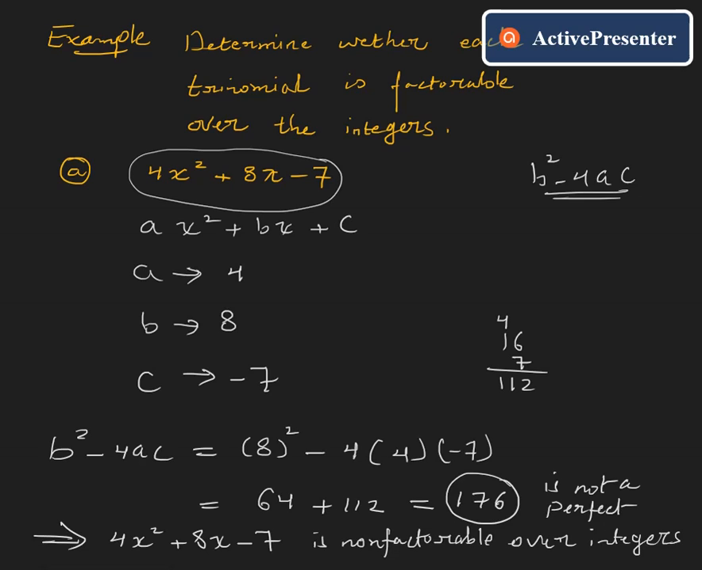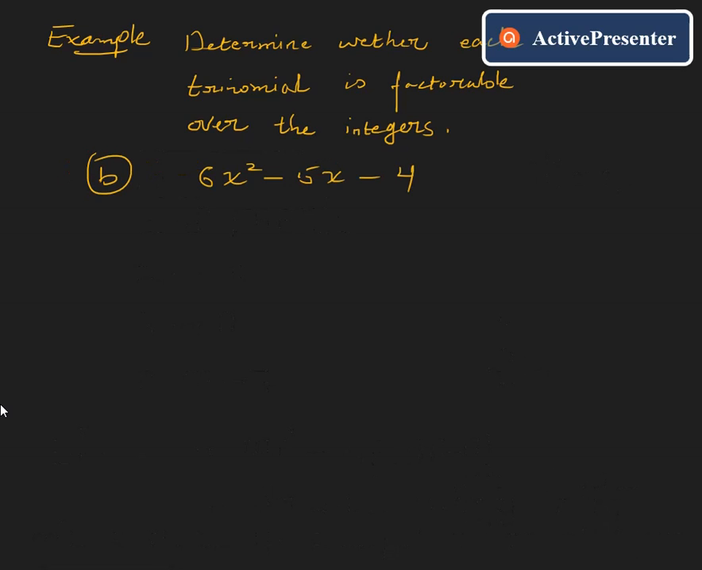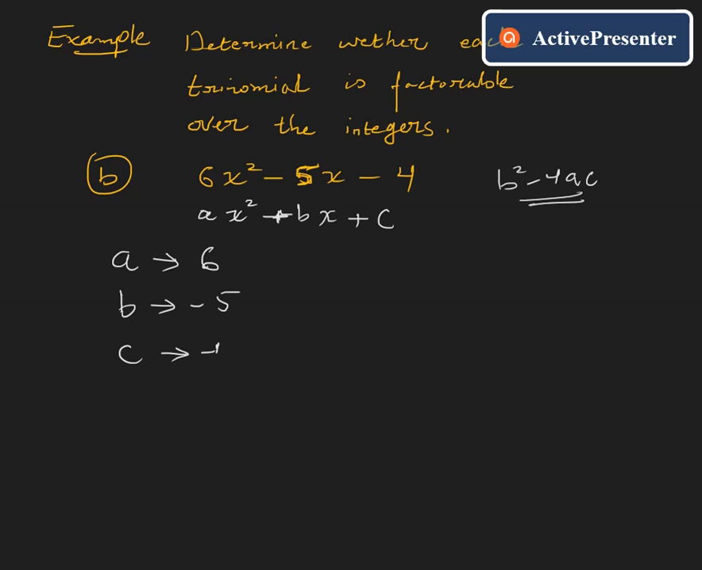Let's take another example. 6x squared minus 5x minus 4. Is this trinomial factorable or not? We want to check whether b squared minus 4ac is a perfect square or not. So this is in the form of ax squared plus bx plus c. A is 6, b is minus 5, c is minus 4.